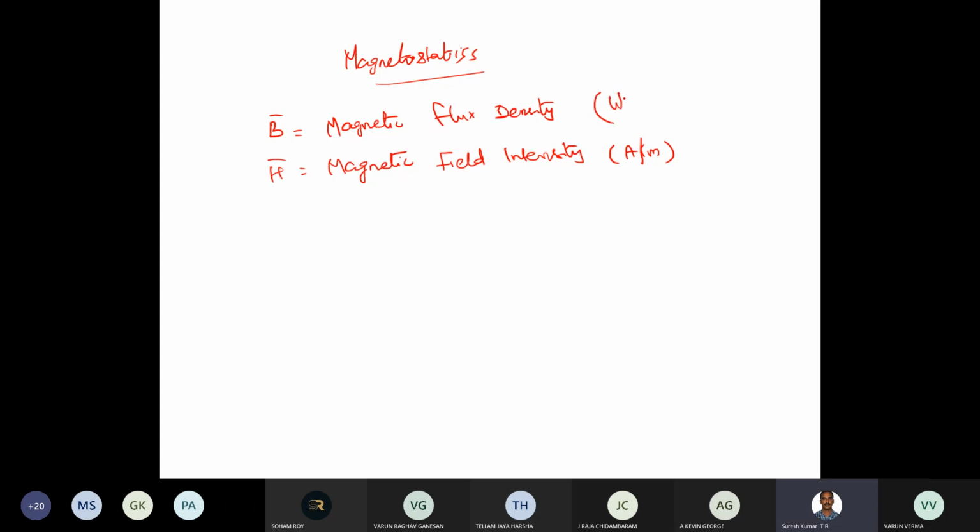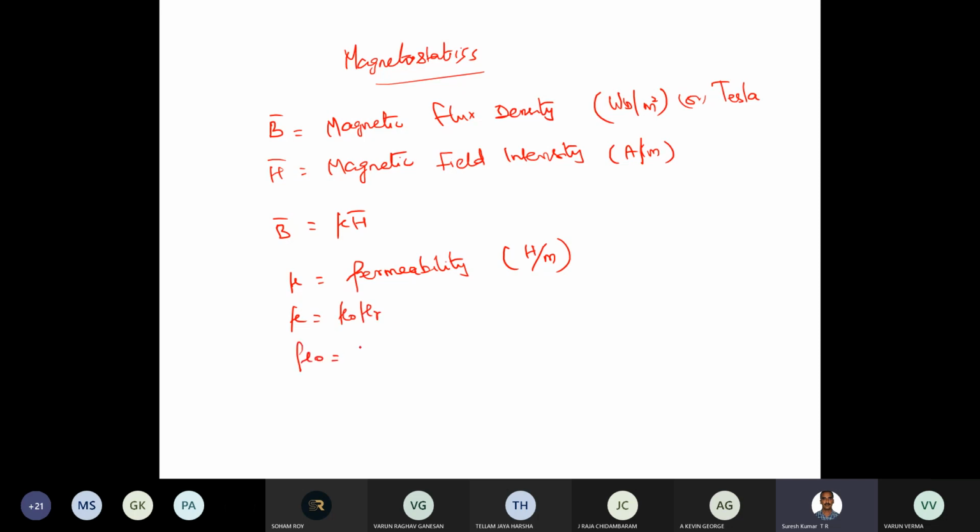The unit is Weber per square meter. It's like flux density, right? So it should be per area, or you can use the unit Tesla. And these two are related by this equation, B equal to mu H, where mu is the magnetic permeability. The unit is Henry per meter. Mu equal to mu naught into mu r. Mu naught is 4 pi 10 power minus 7.